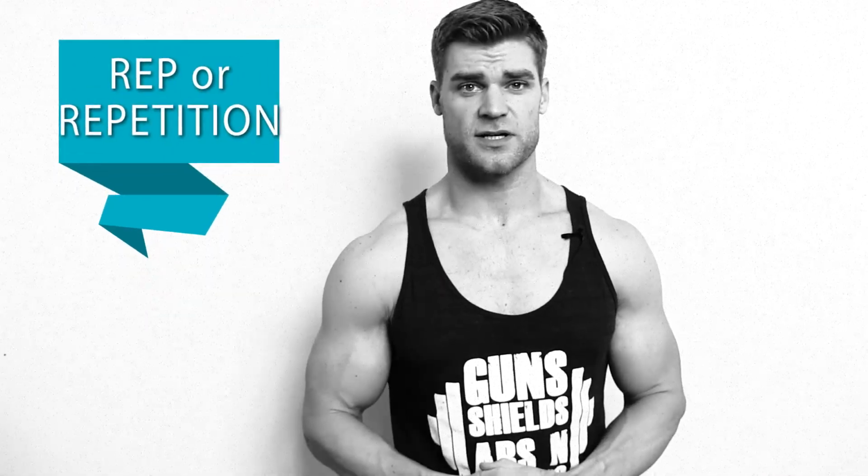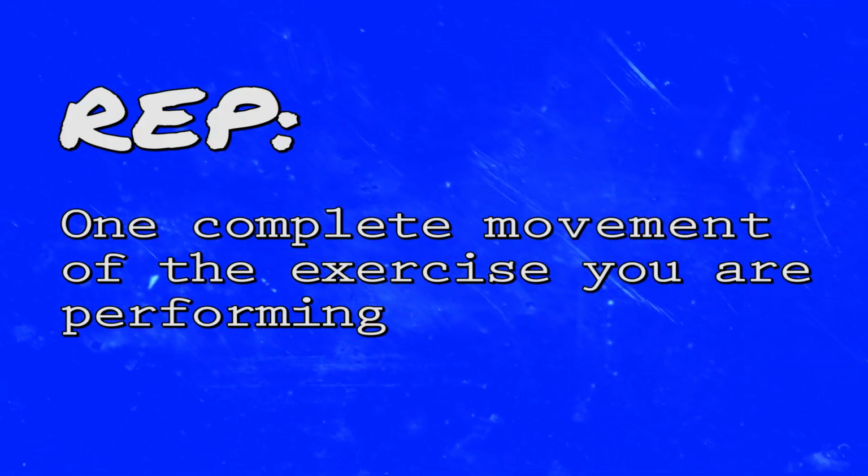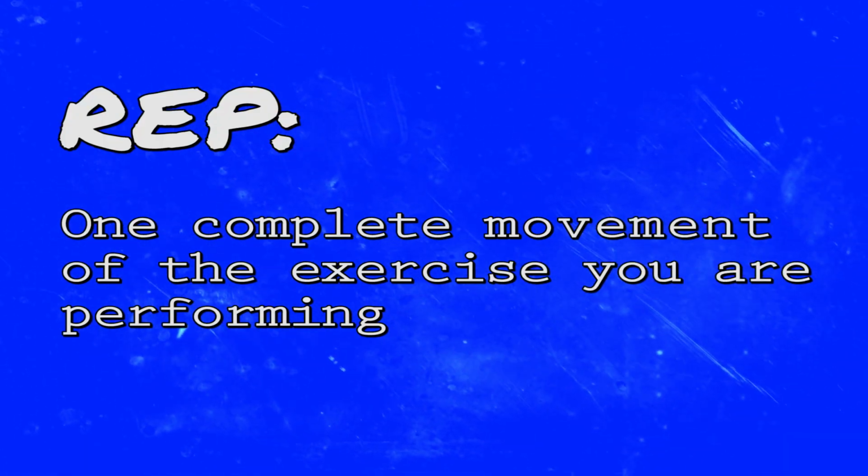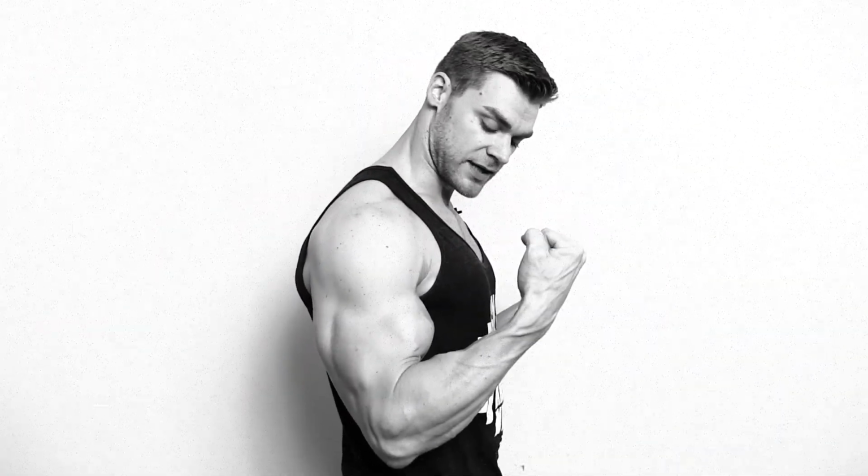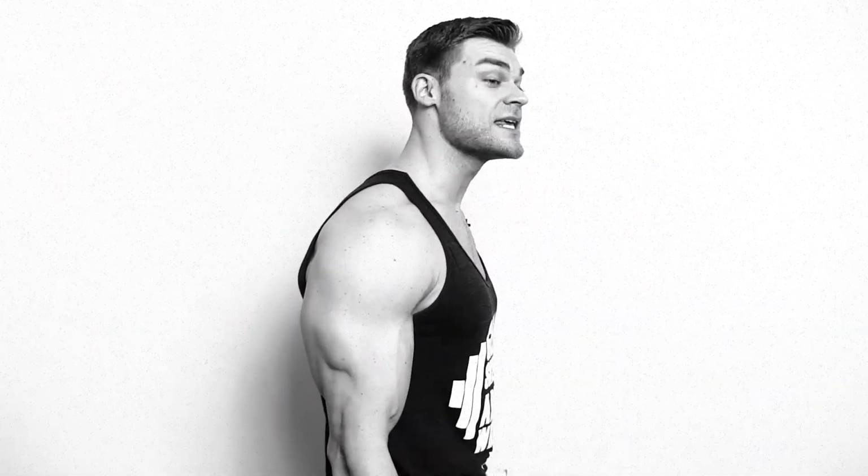We're getting this started off with the basics, and the first one up is going to be rep, or repetition. It's going to be one complete movement of the particular exercise you are performing. For example, if you're doing a bicep curl, you're going to bring that weight up in a concentric contraction and bring it down in an eccentric contraction. What are those? Stay tuned, you're gonna find out. So once you complete that full movement, that is one rep, or repetition.